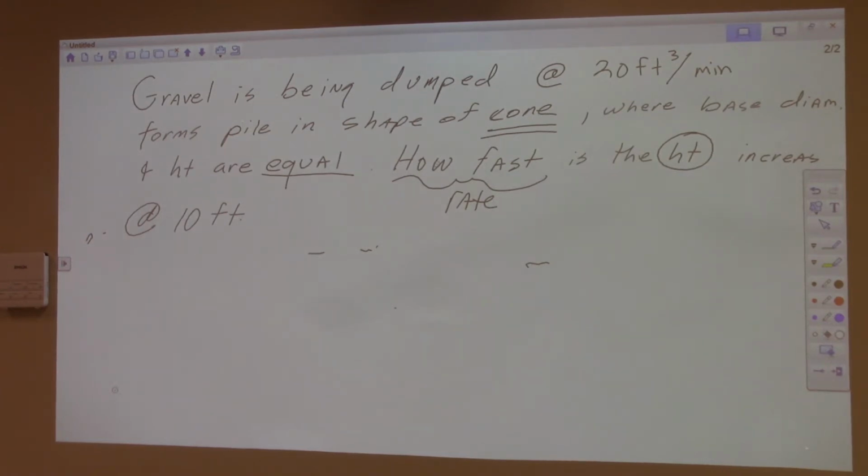Wouldn't R be 1/2 H? You could do it like that also, yes. Well, it says the diameter. Yeah, you could say R, hold on a minute. Diameter and height are equal, so 2R is equal to H. So you're right, yes. So there's your related rate right there. 2R is equal to H.